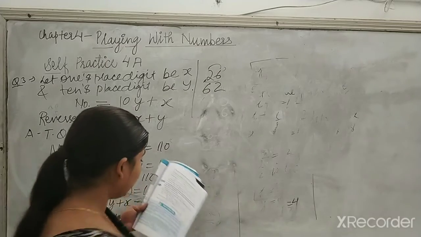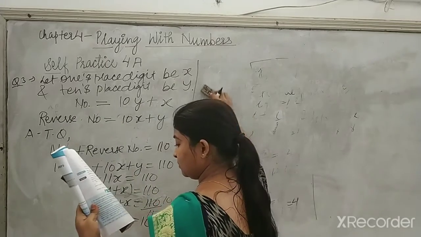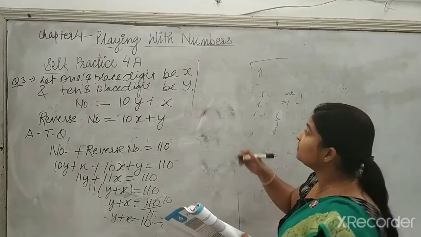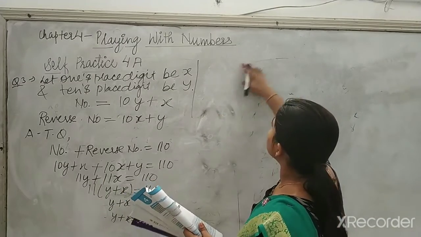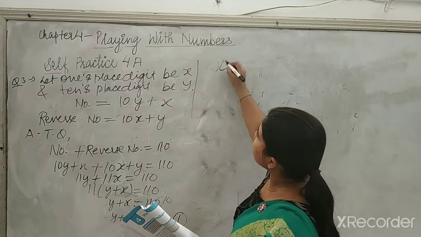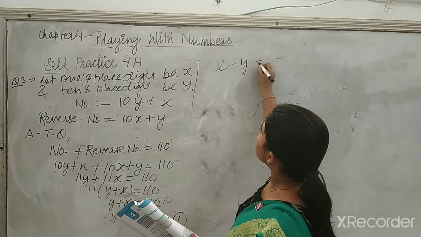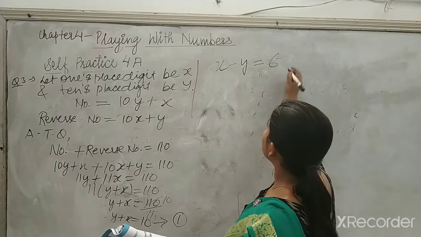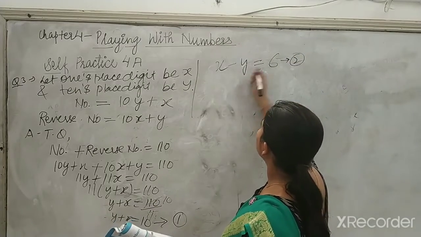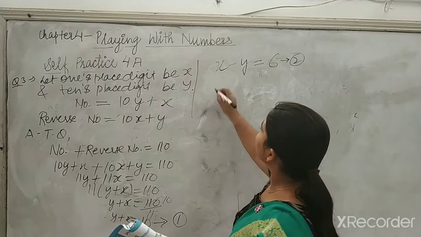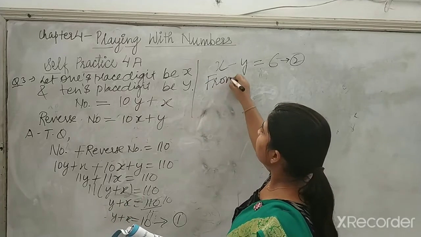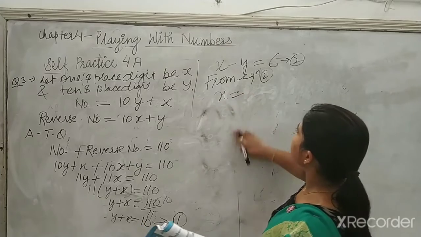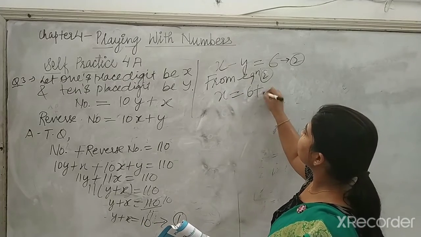Okay. Now come to the next line. And the difference of the digits is 6. Difference of the digits, what is the meaning of it? The meaning of it is 1's place digit minus 10's place digit is how much? 6. So this is your equation number 2. What I will do is from equation number 2, I will find the value of x and y. From equation 2, can I say the value of x is 6 plus y?